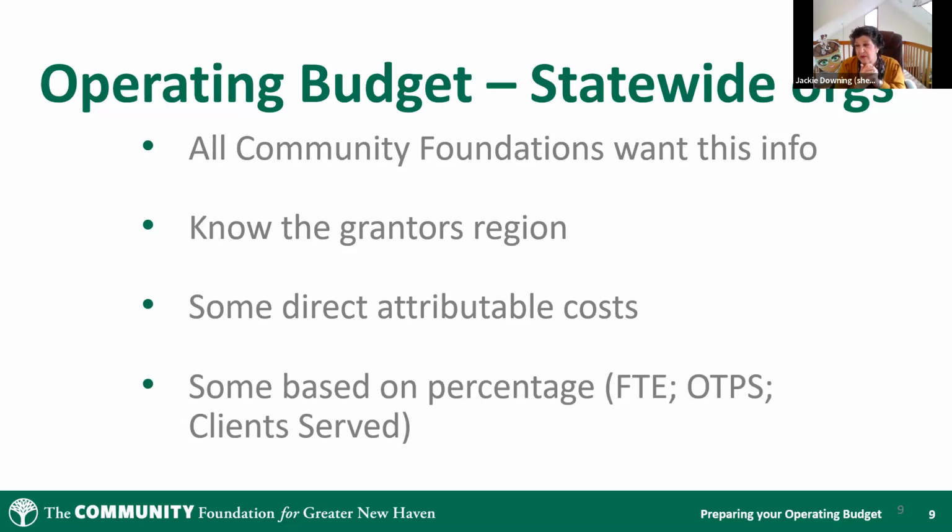I apologize. But the Community Foundation for Greater New Haven is 20 towns. Most are in New Haven County. Shelton is not. It's in Fairfield County. We don't include Beacon Falls. We don't include Waterbury. We don't include Meriden. Those have their own community foundations. So they're served by others, not us. So know the grantors' region that you're talking about. Some direct costs are attributable to the region, and some are based on percentage.